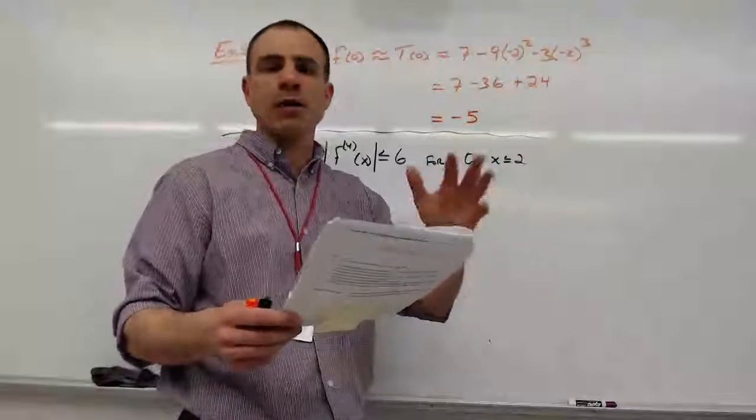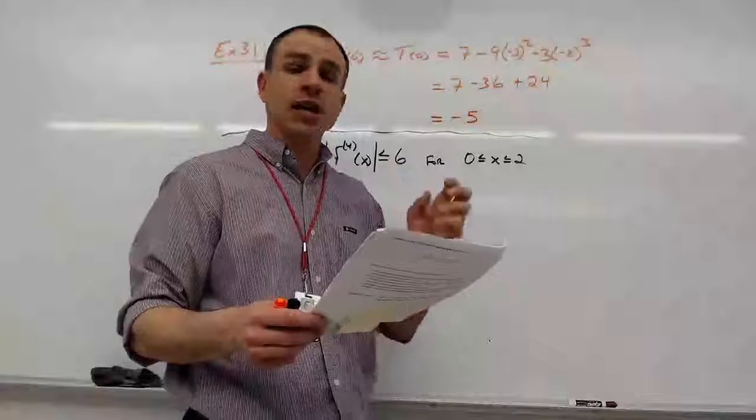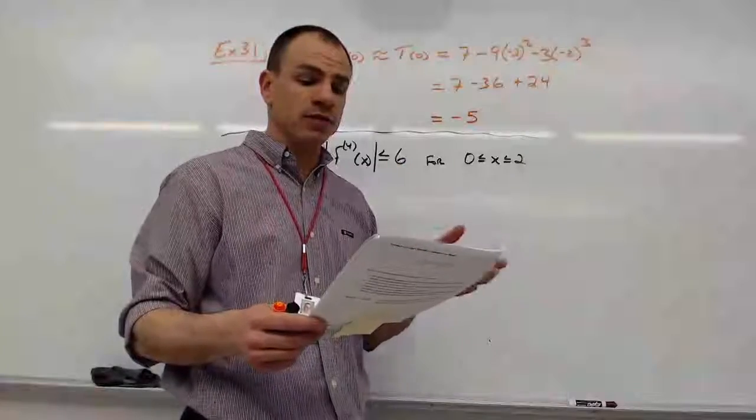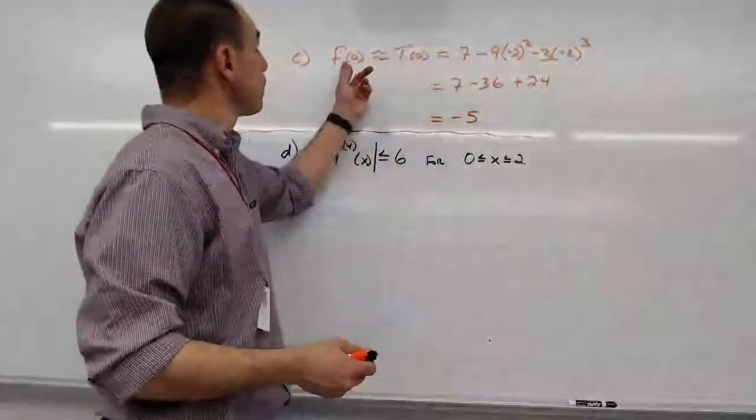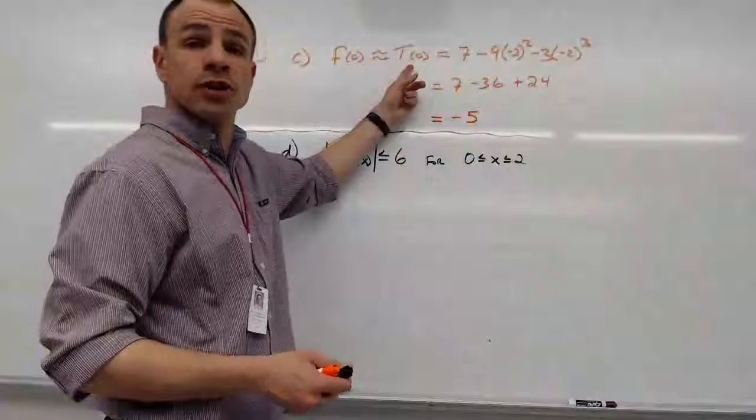There's a part A and a part B, but I actually want to skip down to part C, just the first part of it. The first part says, use T of x to find an approximation for f of 0, all right? So to find f of 0's approximation, we plug 0 into T.